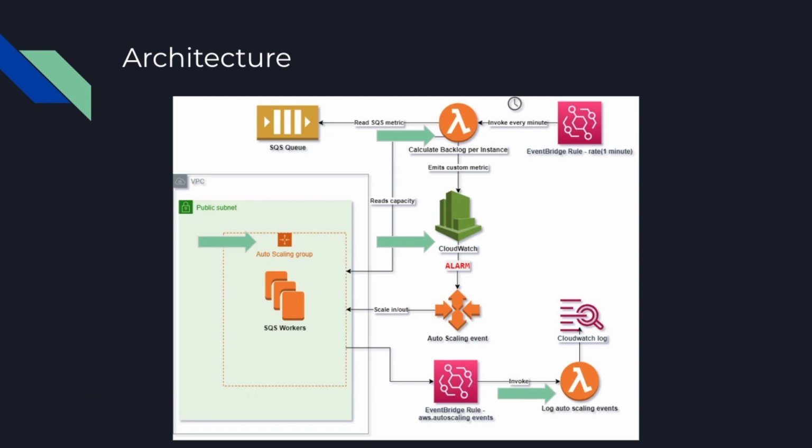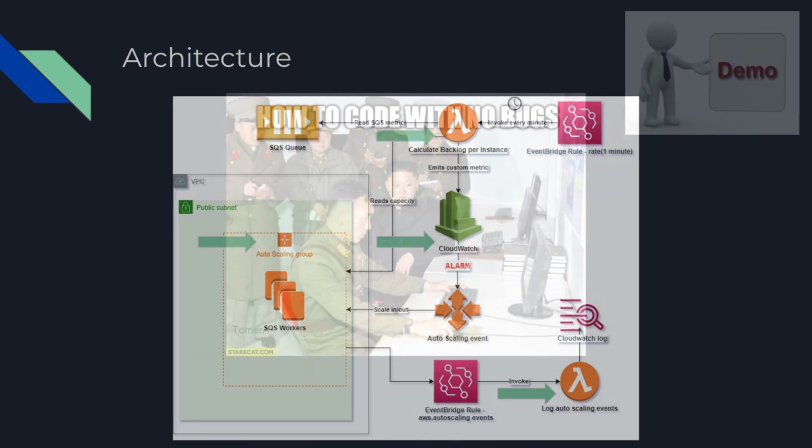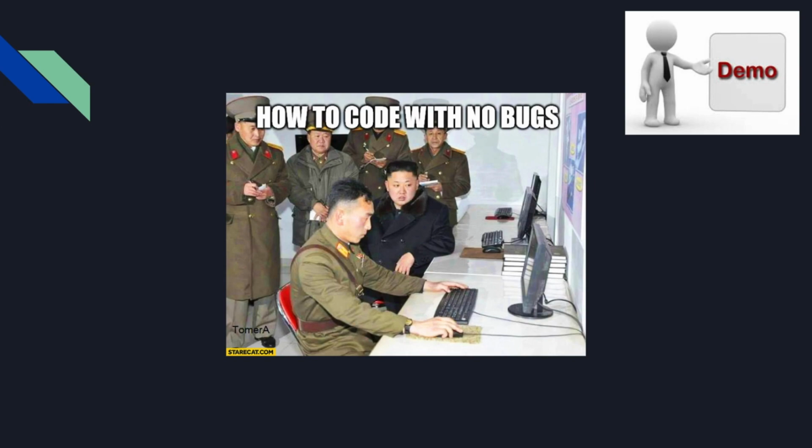The fourth is the log auto-scaling event lambda function. This function logs auto-scaling events to CloudWatch logs. This function is only for debugging purposes. Okay, now that we understand the architecture, let's dive into the code and view the demo.